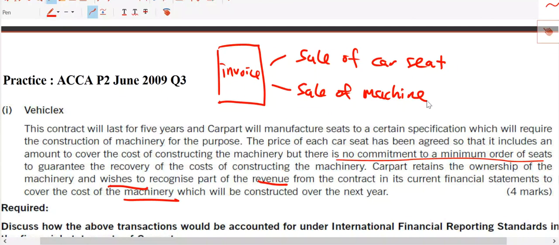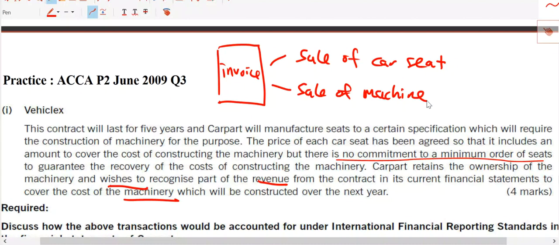And I didn't see the problem is on allocating the transaction cost. They're not saying they're not sure how to allocate the invoice price partly to car seat, partly to machine. No, they didn't raise this up. They just say they want to recognize part of the revenue from sale of machine.